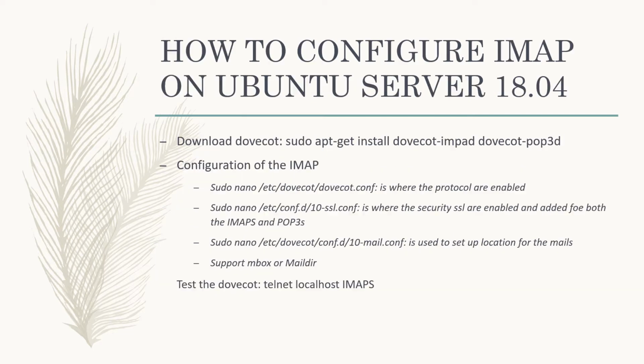Then one thing I would love to discuss is how to configure IMAP on Ubuntu. Like POP3, IMAP is also configured using Dovecot. For the configuration, the first one right here is sudo nano /etc/dovecot/dovecot.conf. This is where the protocols are enabled.